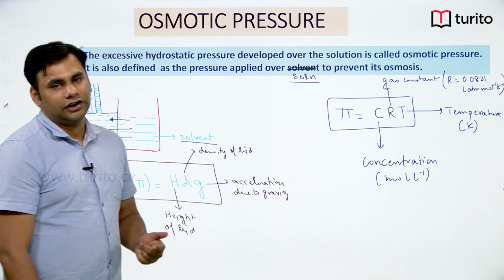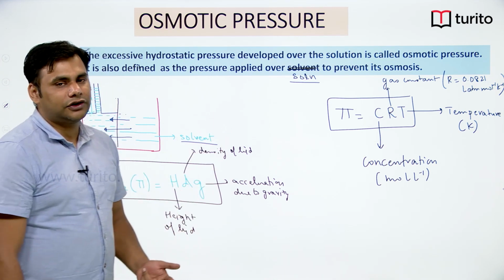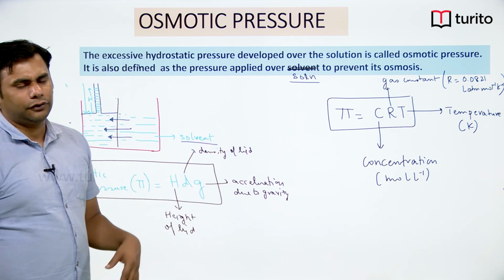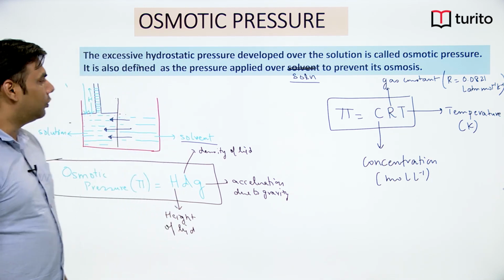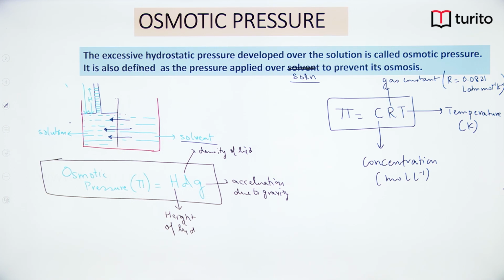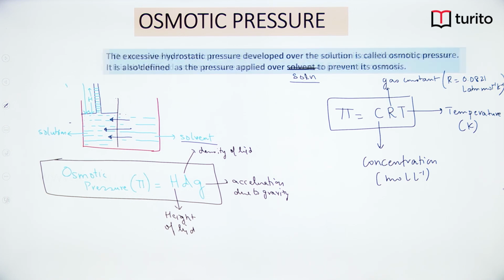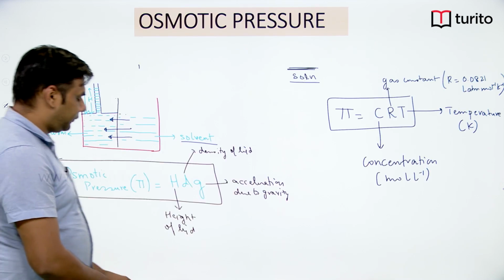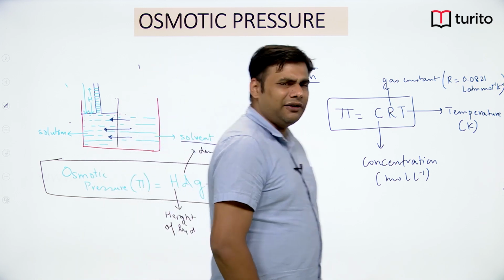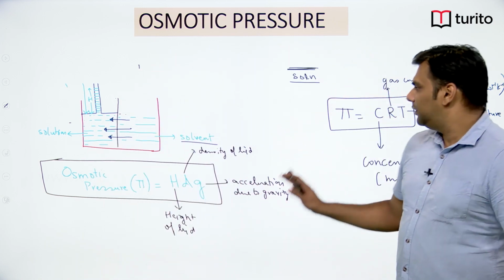Second was elevation in boiling point. Third, which we did today, was depression in freezing point, where we solved some four to five questions, and then we talked about osmotic pressure. Hope this is clear to everyone. You can just write it down quickly. Okay, so this is it for today. We'll stop here.